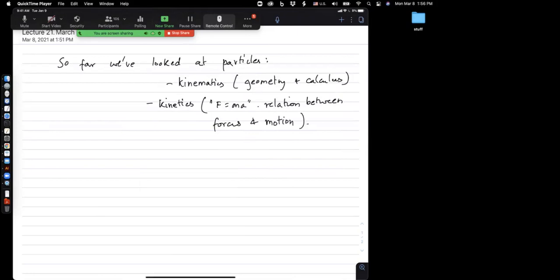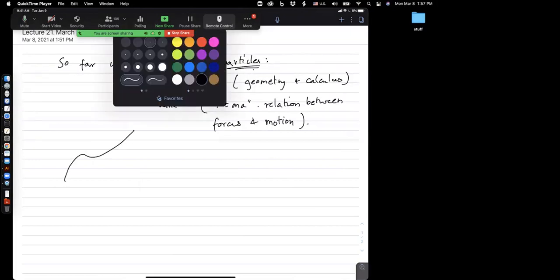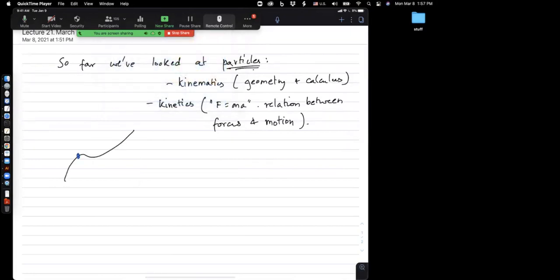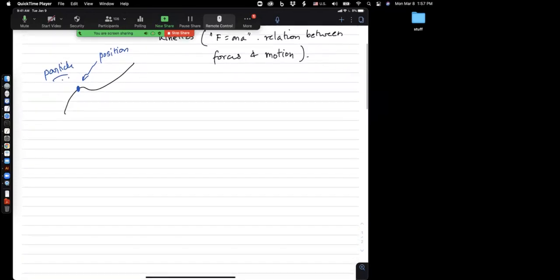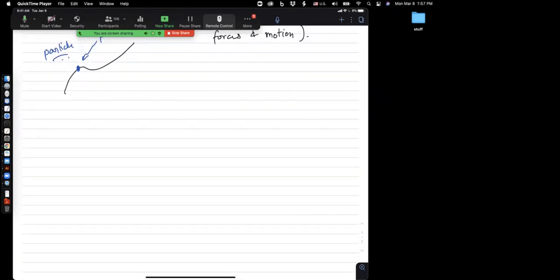Okay, so that's what we've looked at, particles. And of course, particles are objects that are characterized by only position. So that's a particle. But for a lot of problems, we might care about both the position and the orientation of an object. The simplest kind of object for which you can meaningfully talk about position as well as orientation is called a rigid body.